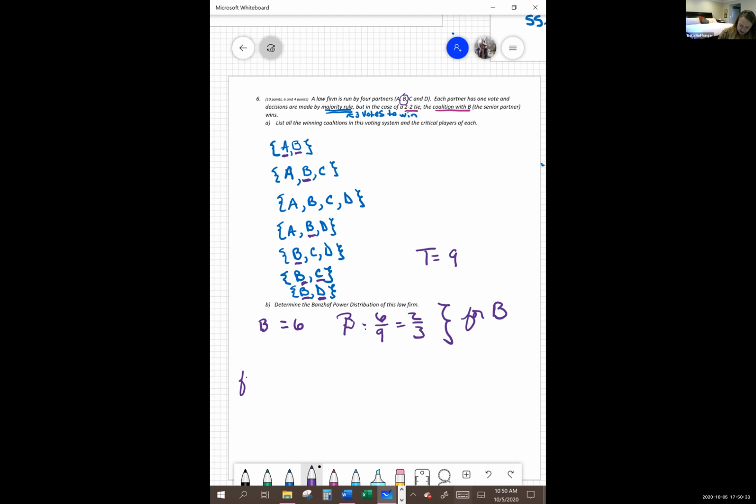So for A, their Banzhaf power index, they're critical only 1 time. So this would be 1/9. So for C, same idea. There's only 1 time they were a critical player. Their Banzhaf power index is 1/9. And D, there was only 1 time they were a critical player. So their Banzhaf power is also 1/9.